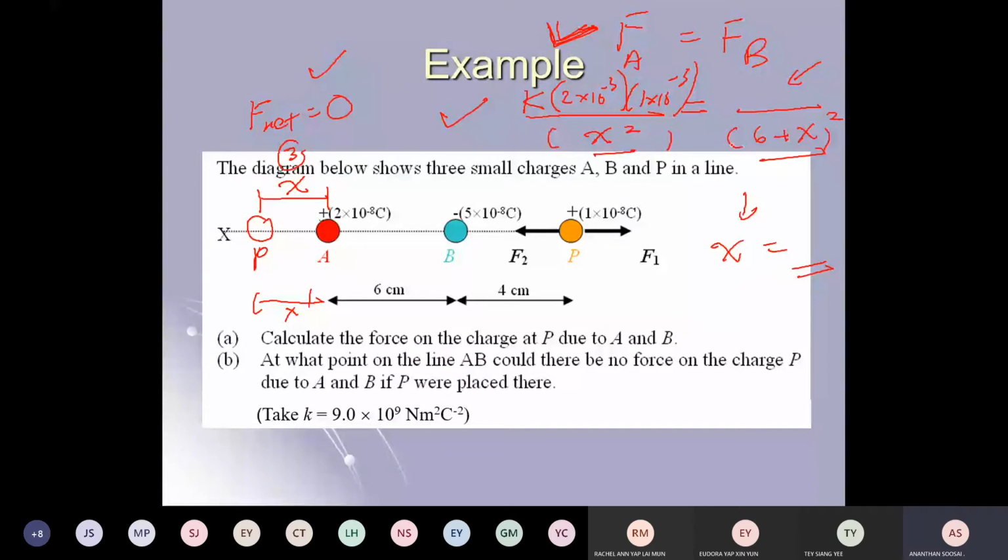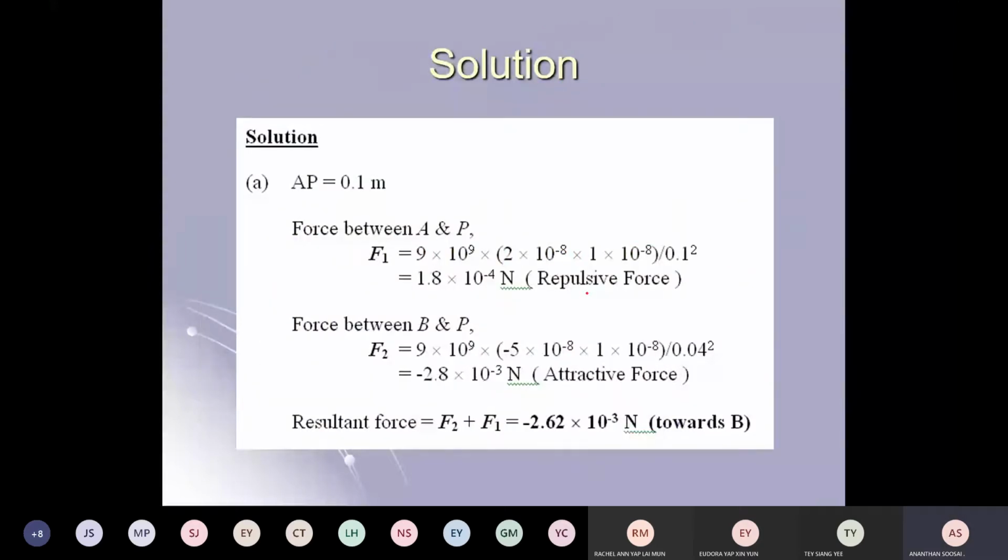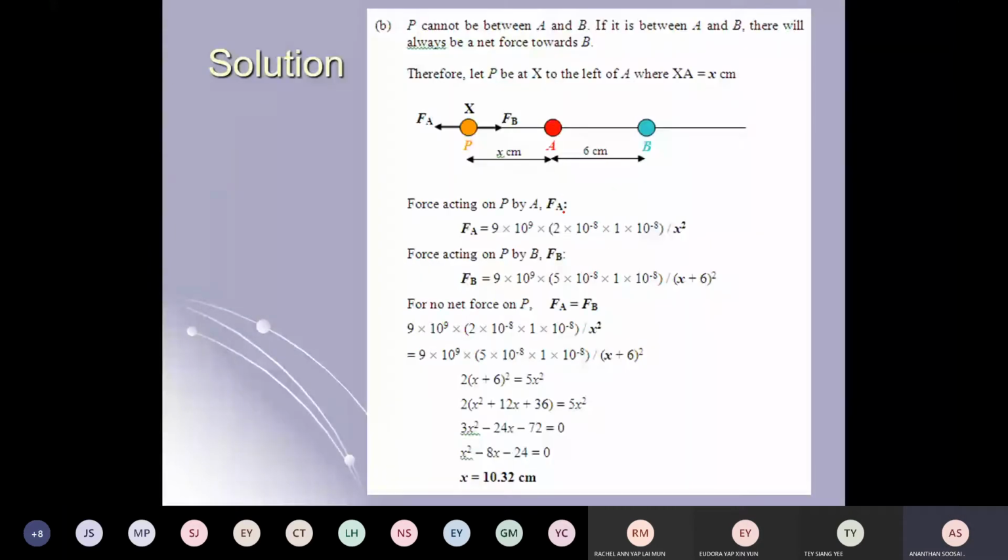Okay, I don't want you to do the working because it's very long-winded. The main thing I want is for you to get the idea how to place the values. Forces in electric field don't include the sign of the charge, and you should know which region the net force becomes 0. Then it is the long-winded working as I show you. FA is over X squared, FB is over X plus 6 squared, and we equate the forces. We might end up getting a quadratic. So this is the answer you'll get.